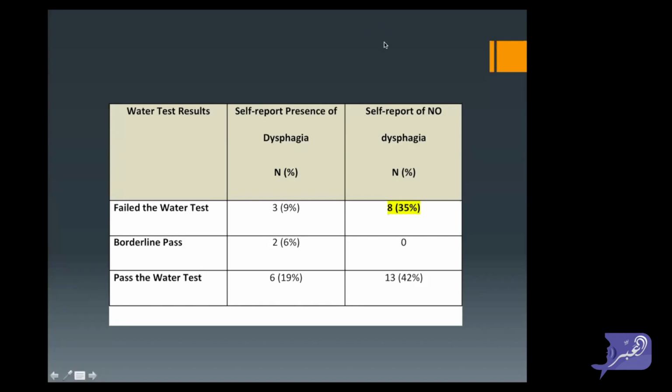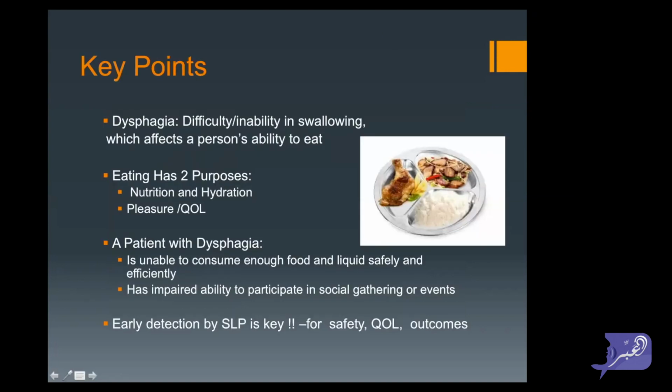Okay, key points. Dysphagia is the difficulty or inability in swallowing, which affects a person's ability to eat. Purposes of eating: we eat for nutrition and hydration, for pleasure, for quality of life. It's something we take for granted. Patients with dysphagia are unable to consume enough to maintain that balance of nutrition and hydration, and so they fall into this cycle of poor health, poor recovery, longer hospital stays.